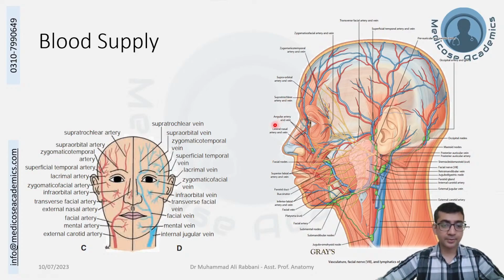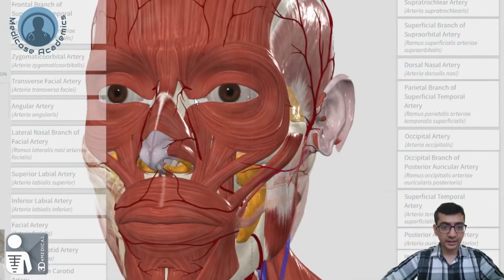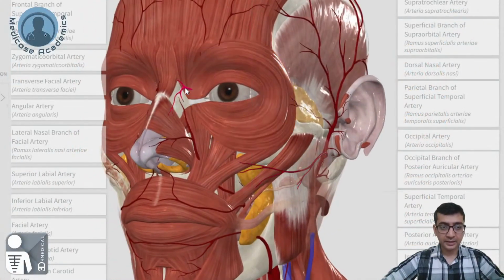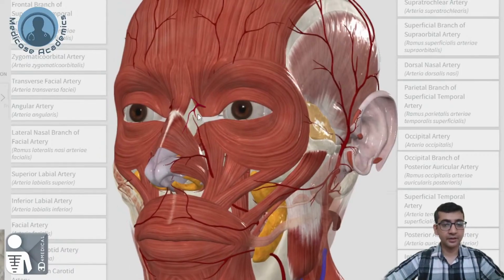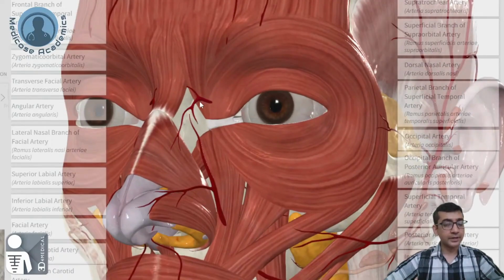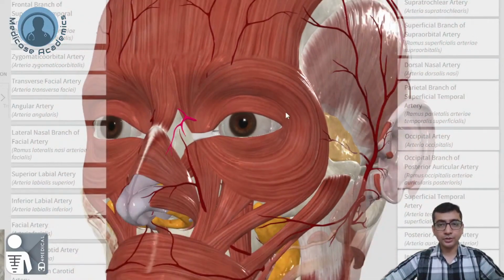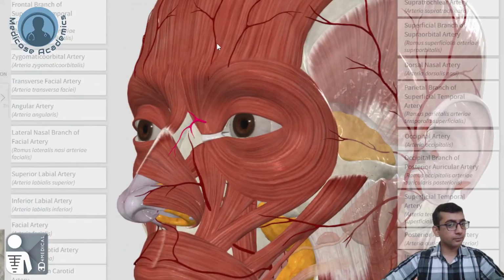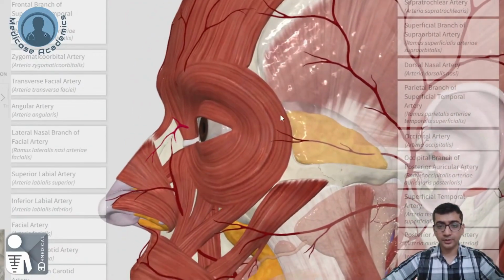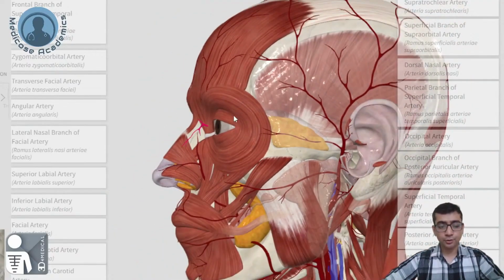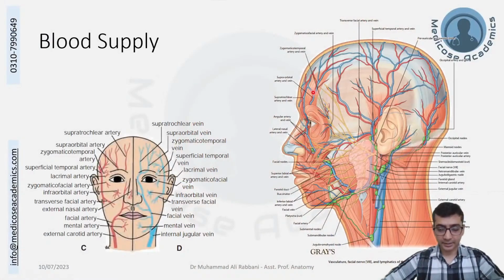There will be only one discrepancy in the name, and that we discussed was for this artery. This nerve was named here as infratrochlear nerve, but here the artery is named as dorsal nasal artery. So this is about it. The different branches, the supratrochlear, supraorbital, zygomatic, temporal, are not shown in here, but we can see them right here.